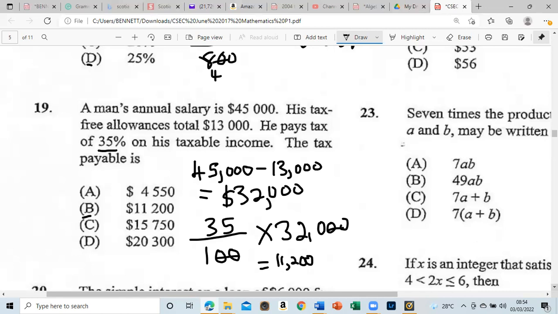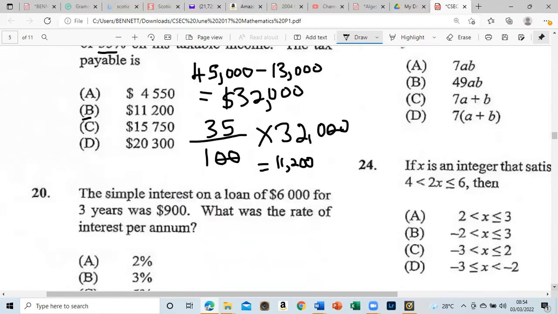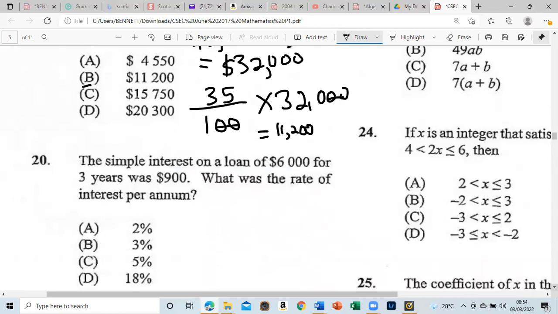Let's move on to 20. The simple interest on a loan of $6,000 for 3 years was $900. What was the rate of interest per annum? All right, so let's just go back to what we know.